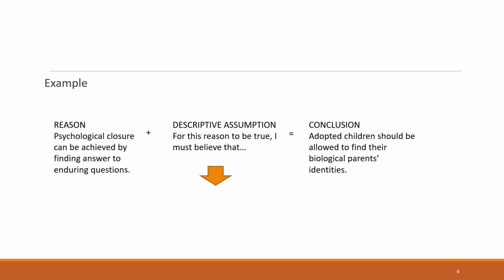Now, what must I believe to be true? That psychological closure can be achieved when a question that has been a mystery and needs answers is answered. If those questions are answered, then psychological closure can be achieved. So because of this, the author is arguing that adopted children should be allowed to find their biological parents' identities. Well, for this reason and conclusion to be strengthened, I must believe that the child is bothered by not knowing their biological parentage. That is just a logical descriptive assumption.